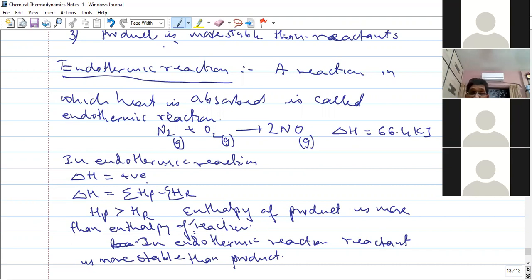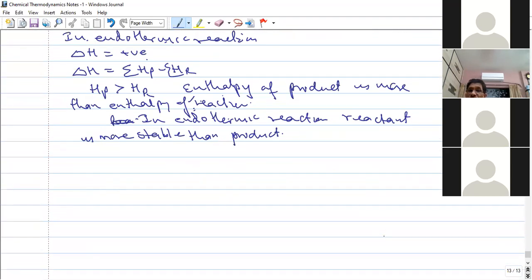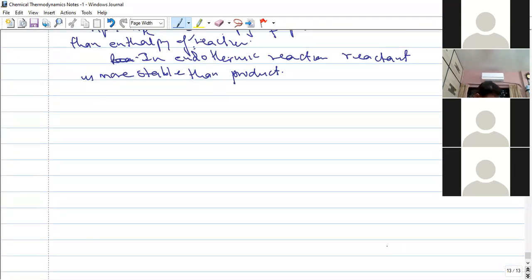So you can get distinguished 4 point इधर के 4 point उधर. पहला definition, दूसरा delta H positive, एक का दूसरे का negative. Product is more stable in exothermic. The enthalpy of product is more than enthalpy of reactant in endothermic. In endothermic reactant is more stable than the product. Okay. तो ये था exothermic and endothermic reaction.